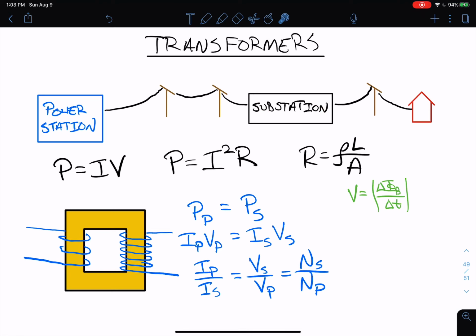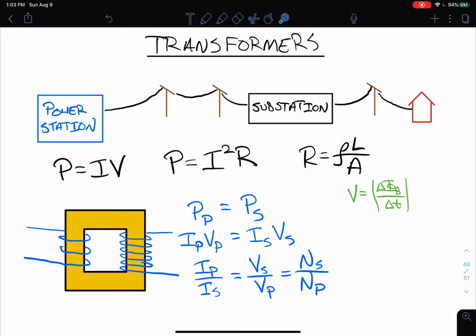For those, the primary will have more coils than the secondary, more loops. So this, for example, would be the primary, and this would be the secondary in a step-down. And so now this ratio is less than 1, so the ratio of the voltages is less than 1. That means the primary voltage is higher than the secondary voltage. So this voltage is lower than this one. And that also means that since this ratio has to be less than 1, the current in the secondary is higher than the current in the primary. So this one is going to have a higher current.